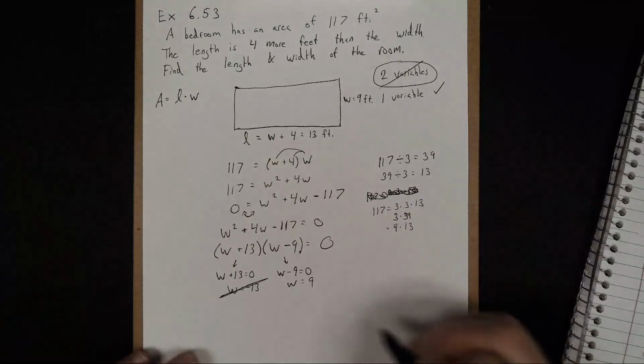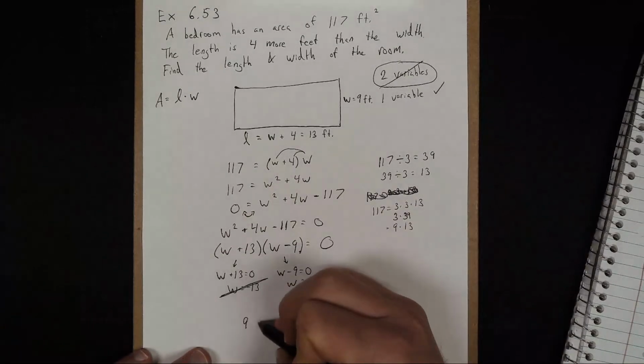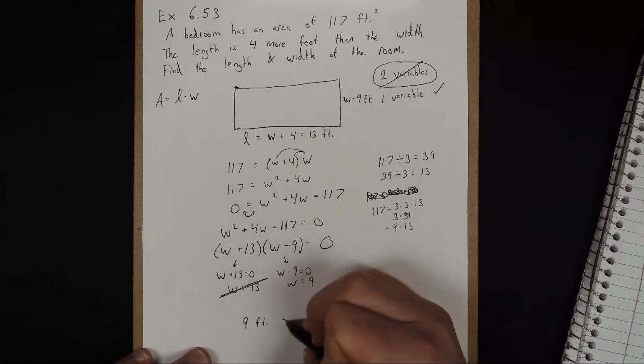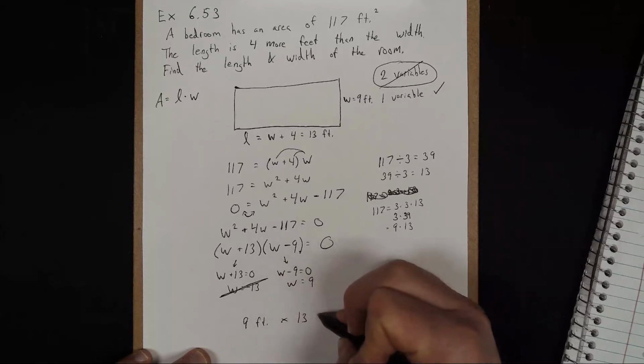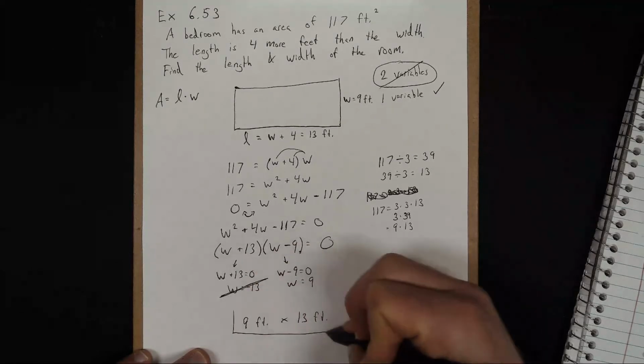Okay, you could go ahead and write this out like 9 feet times 13 feet. Those are our dimensions for our bedroom.